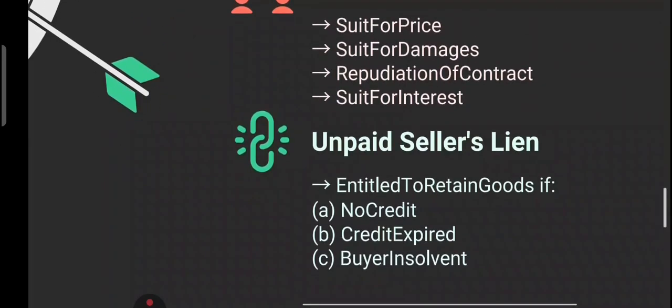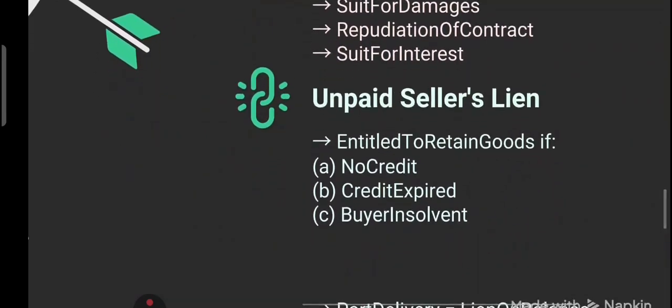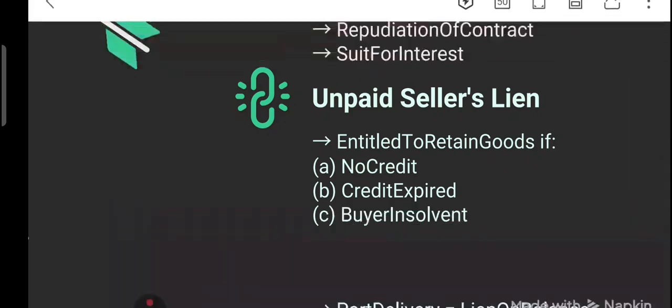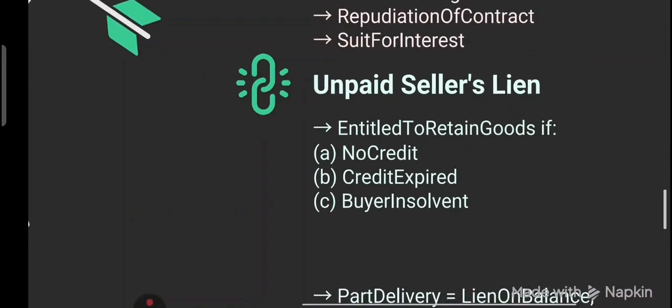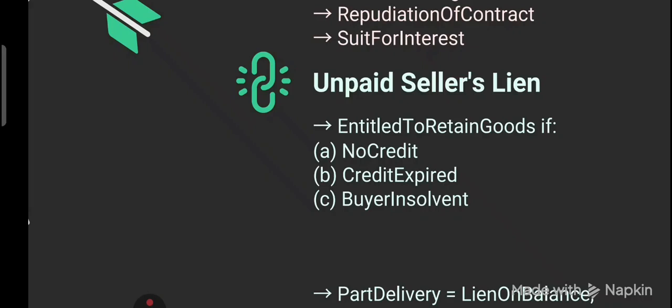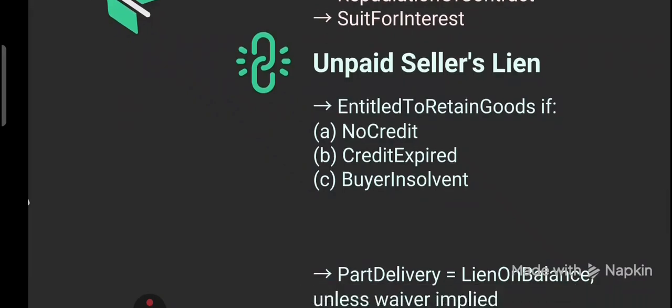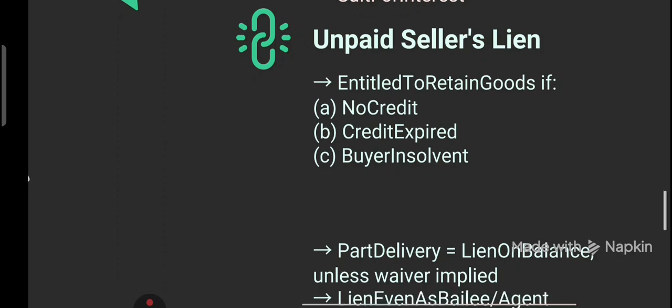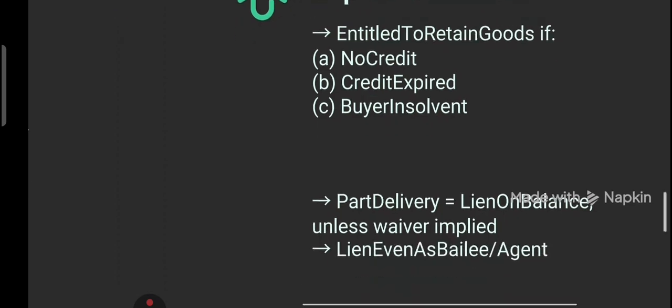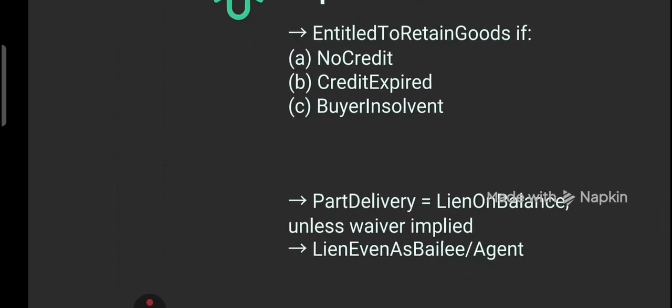Then the unpaid seller's lien. The seller has a right to retain the goods if there is no credit, which means the buyer has not paid and there is no credit agreement. Second condition, credit expired, if any credit extended to the buyer has expired. Third condition, buyer insolvent, if the buyer has become financially insolvent. In these three cases, no credit, credit expired, buyer insolvent, the seller has the right to retain the goods. The seller's lien also applies when part delivery of the goods is made, and unless waived, they can hold on to the remaining balance.